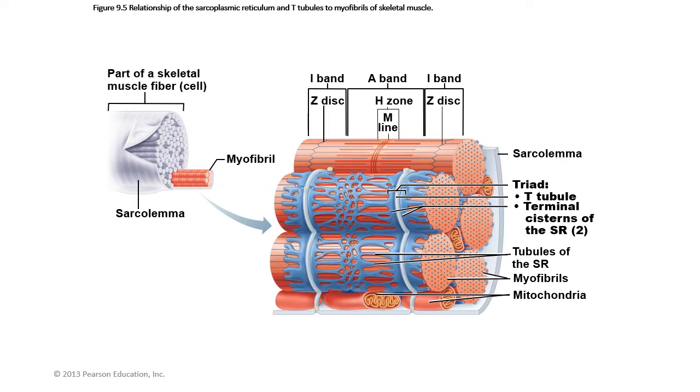T-tubules are something that looks like this. They offer more surface area for contraction. They also contain proteins, specifically triads of proteins, that will release calcium.